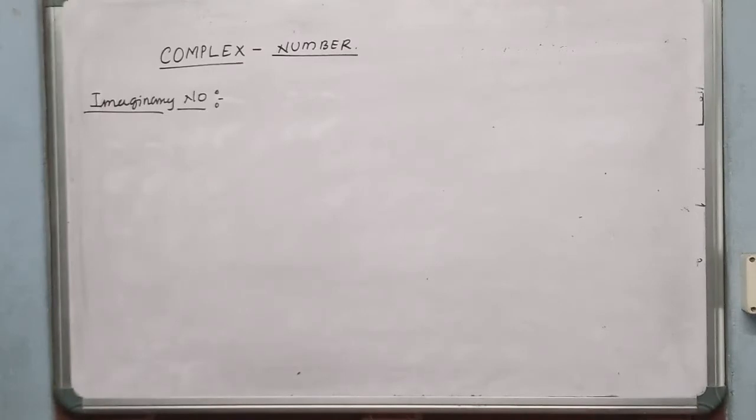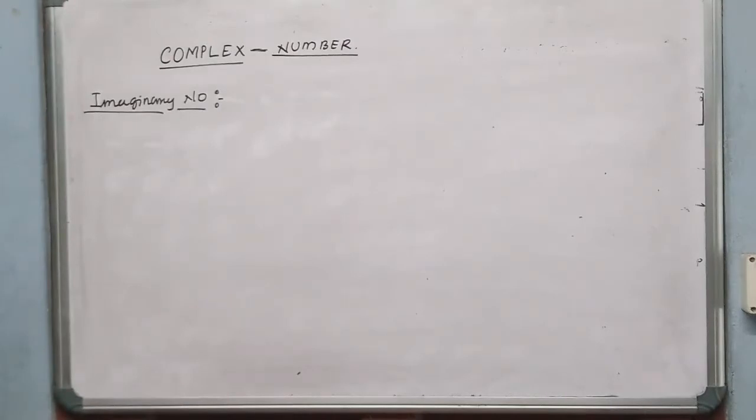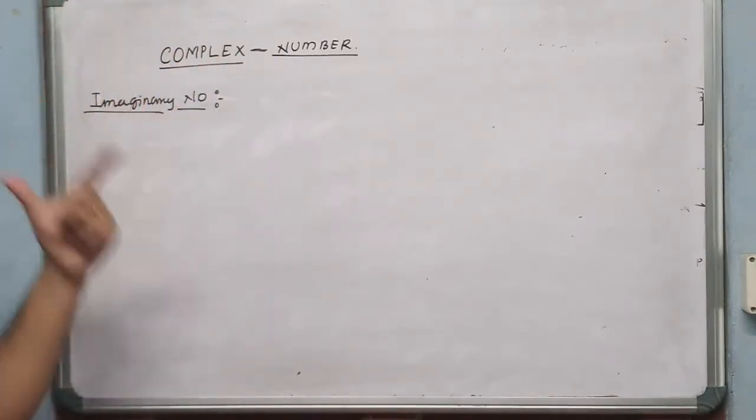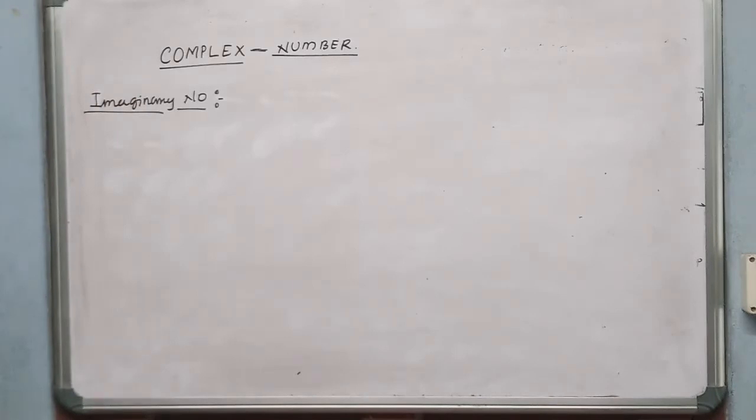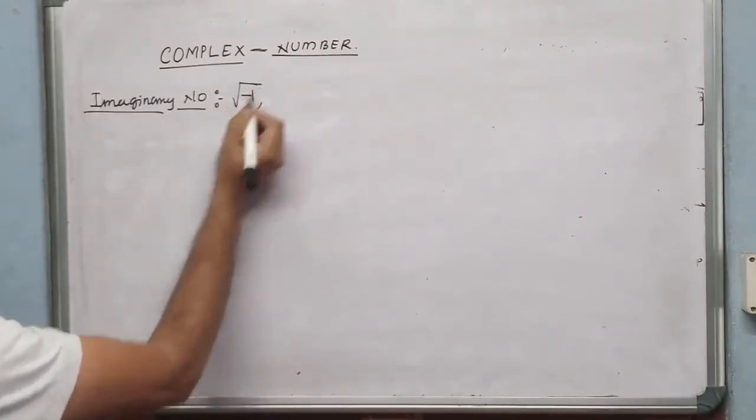Before the complex number, you should have a concept of imaginary number. In this chapter, the chapter name is complex number. To do this chapter, you should have a concept of imaginary number. Imaginary number means under root negative quantities are called imaginary numbers. What is an imaginary number? Under root negative quantity, like under root -1.